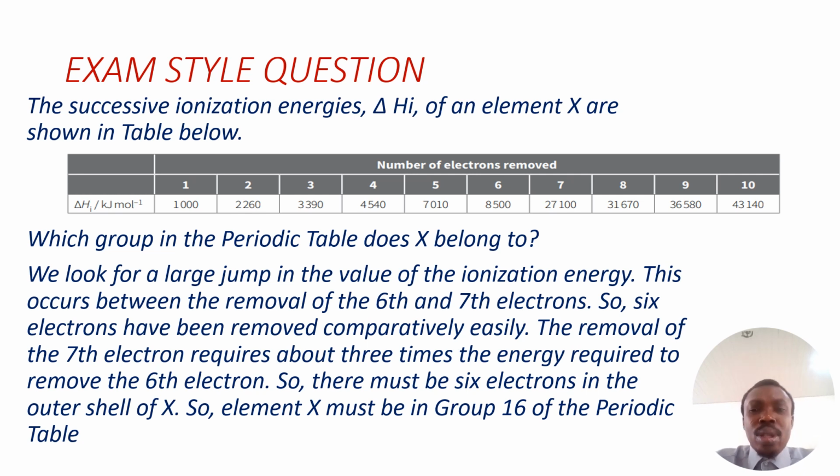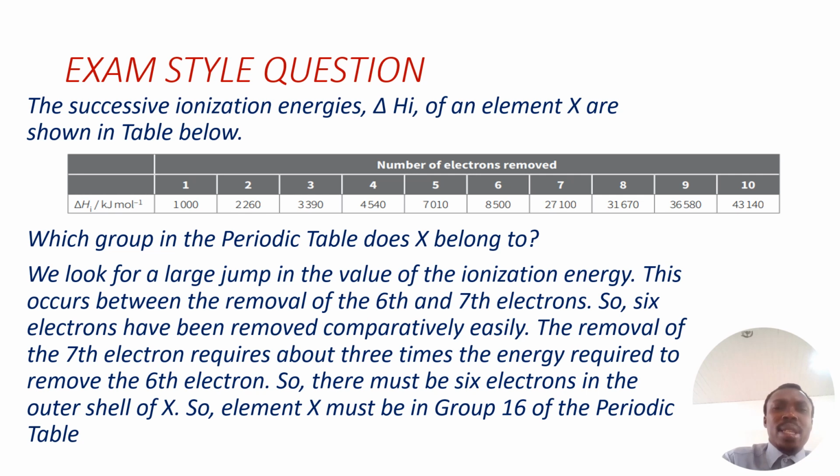So the first thing you do is look at the ionization energies where we have a big jump, where there's a large difference between the ionization energies. Where there's a big jump, that is where you look, then you can determine the group to which element X belongs in the periodic table. If you look at the values, you discover that the biggest jump occurs between the 6th and the 7th ionization energy.